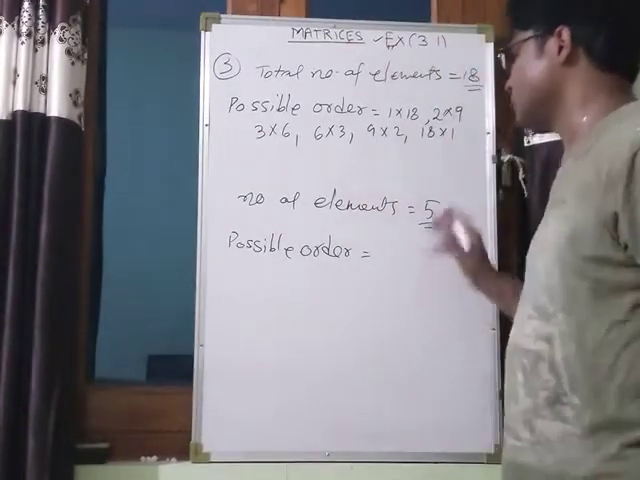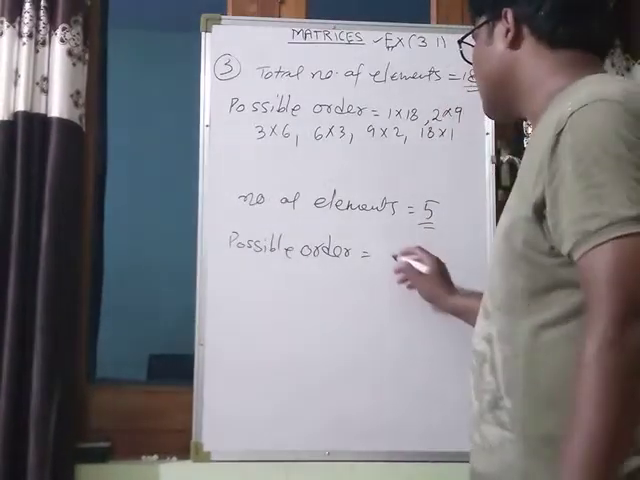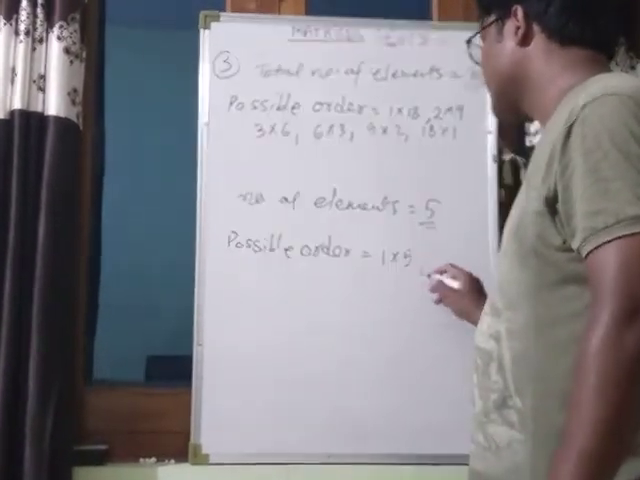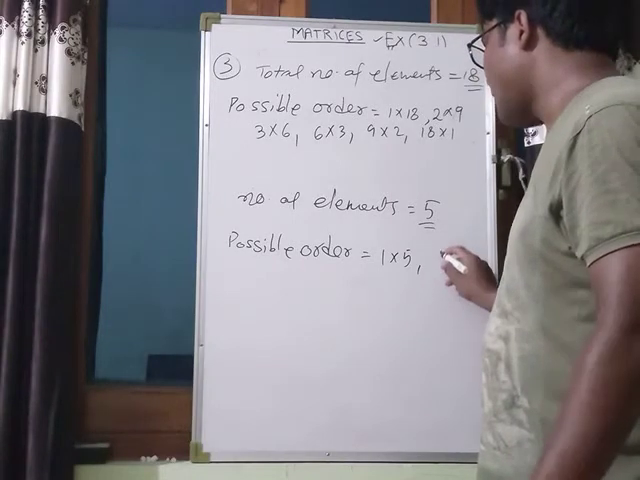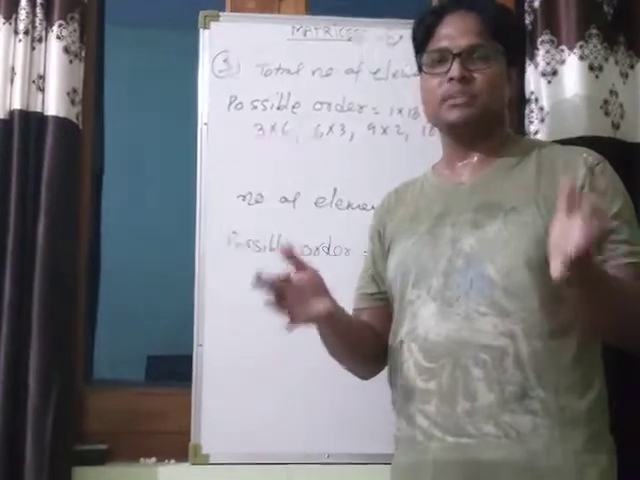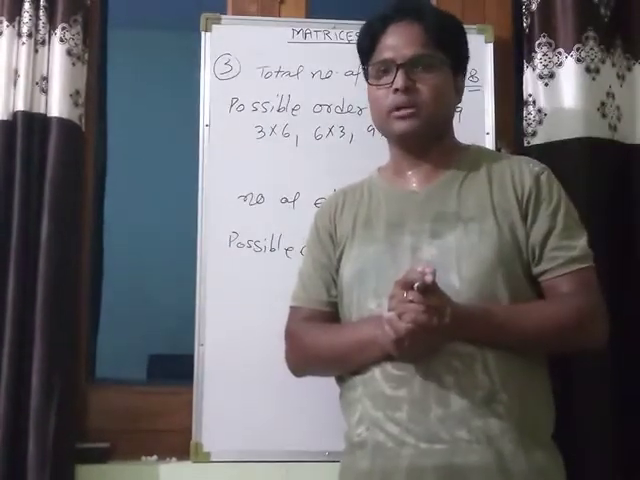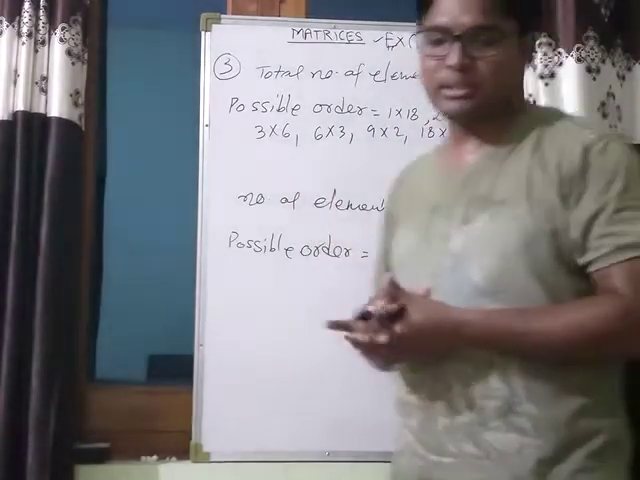And if there are a total of 5 elements, then what will be the order? 1 by 5 and 5 by 1 only. So there are 2 matrices whose orders are 1 by 5 and 5 by 1 that have 5 elements. Okay, so that is question number 3.